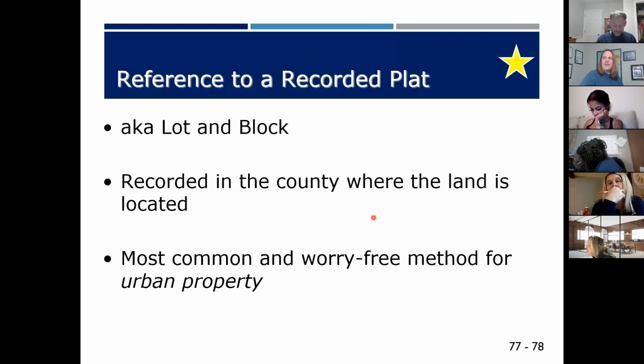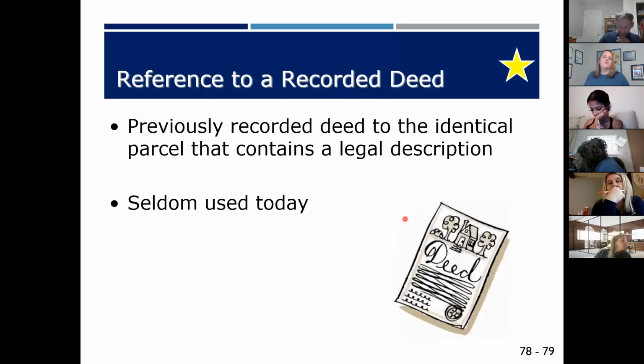The last way we have to define a legal description is referring to a recorded deed. Deeds should have a legal description. If we want to refer to a recorded deed, we're not doing this much anymore today. The question of accuracy comes up sometimes. Another reason we're not doing this, we kind of got lazy some time ago.